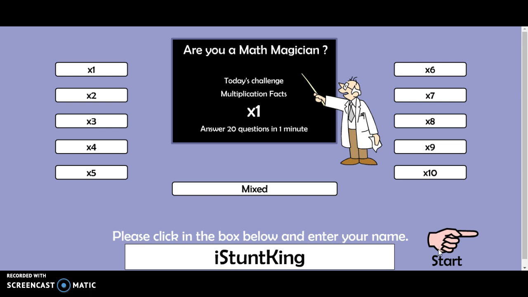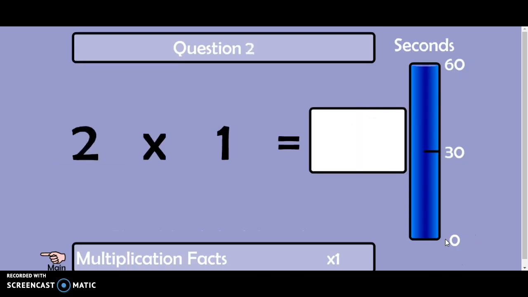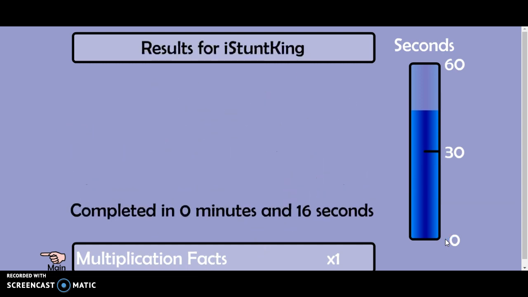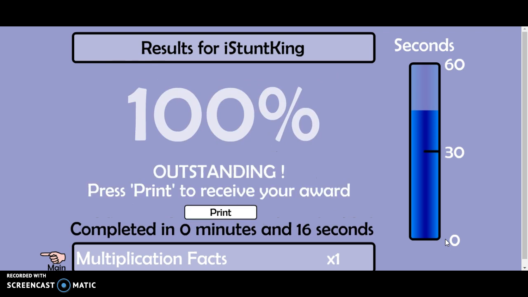So yeah, start. 3, 2, 7, 10, 8, 3, 0, 9, 1, 2, 8, 10, 1, 3, 7, 5, 4, 1, 10, 2. See, bam! Only in 16 seconds, I did 20 questions of multiplication facts. The times 1 multiplication facts.